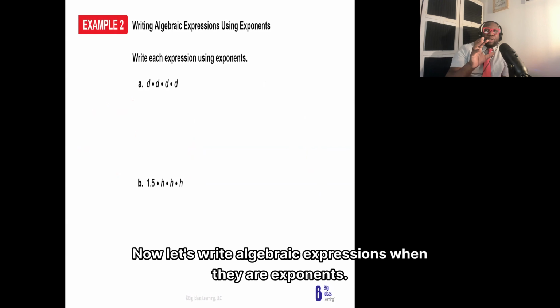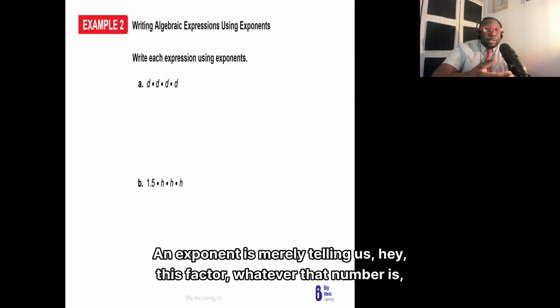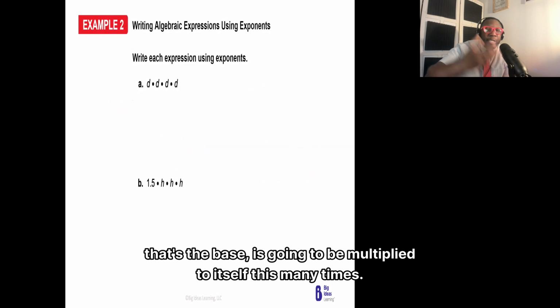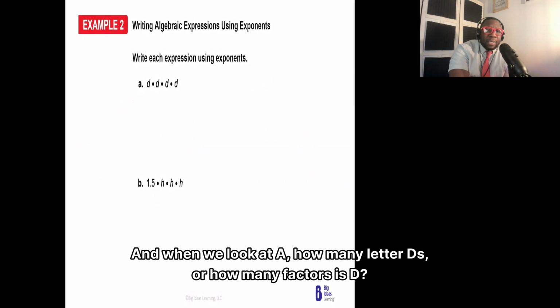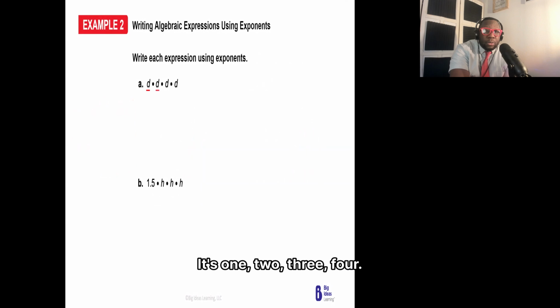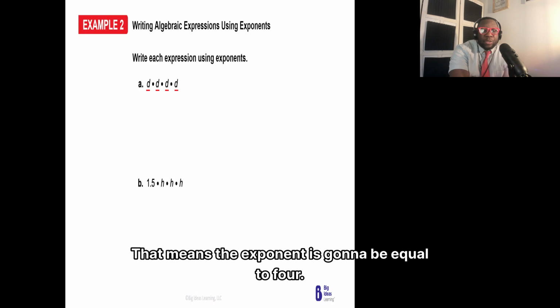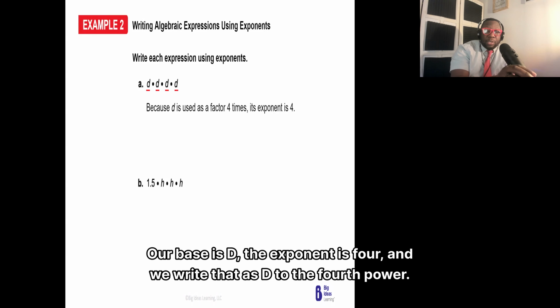Now let's write algebraic expressions when there are exponents. An exponent is merely telling us, hey, this factor, whatever that number is, that's the base, is going to be multiplied to itself this many times. And when we look at A, how many letter D's, or how many factors is D? It's 1, 2, 3, 4. That means the exponent is going to be equal to 4. So our base is D, the exponent is 4, and we write that as D to the 4th power.